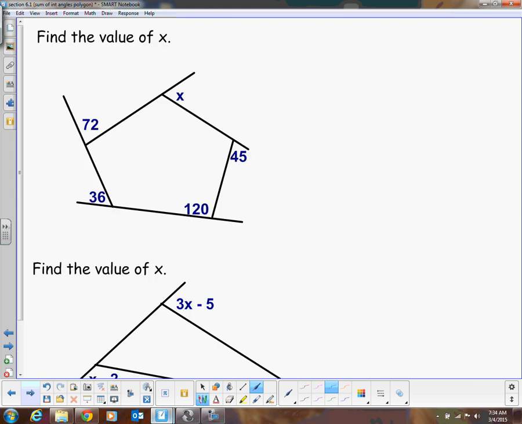Do you have to show the n times 9 equals 360, or can you just do 360 divided by 9? You could do 360 divided by n. All right, how are we going to find x?